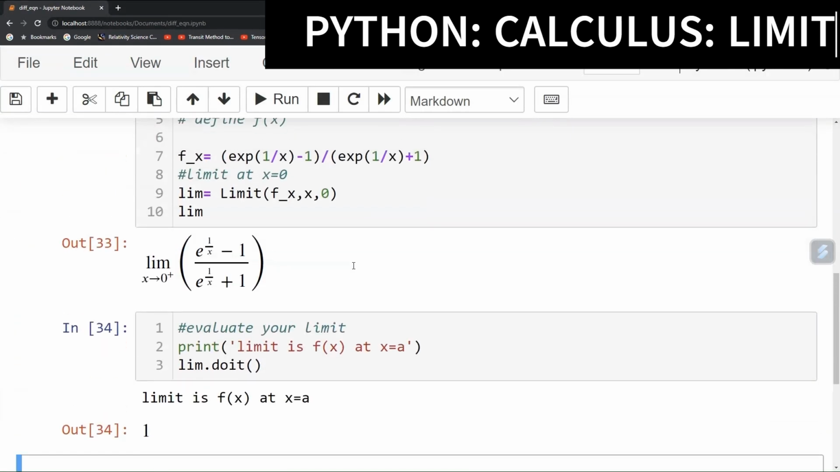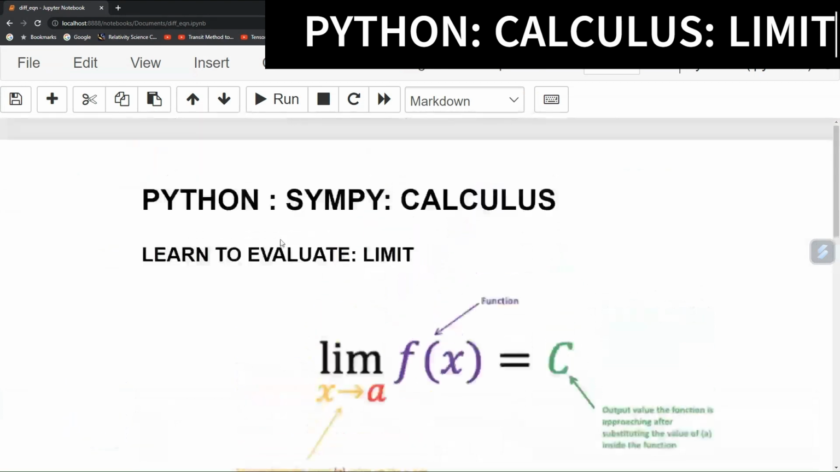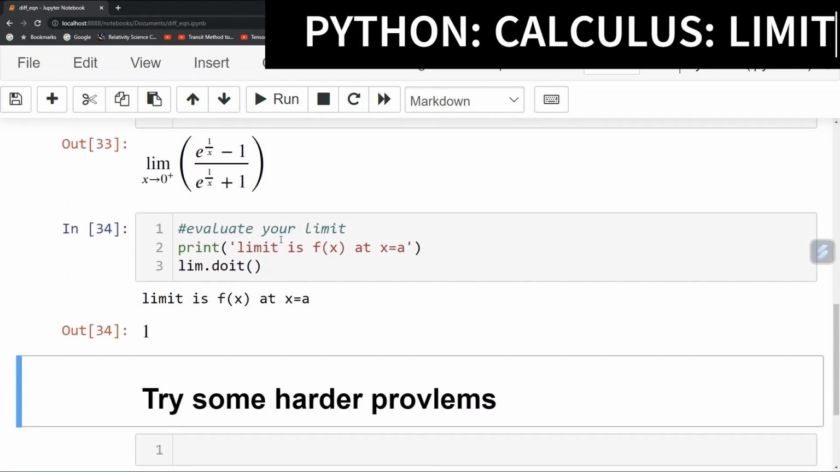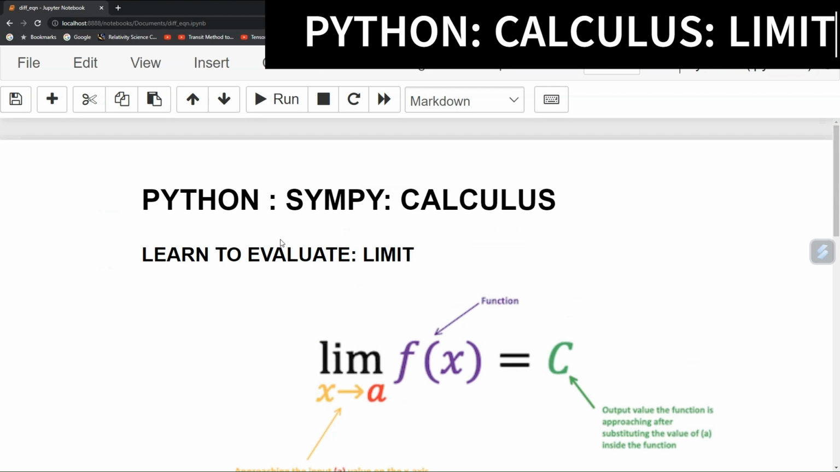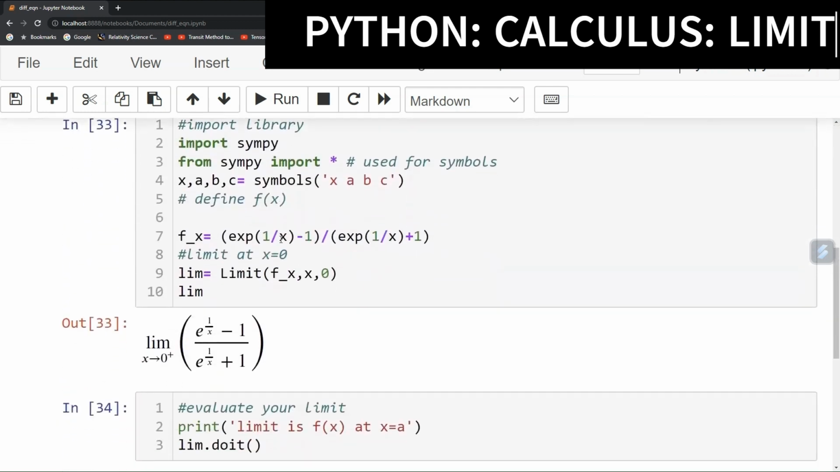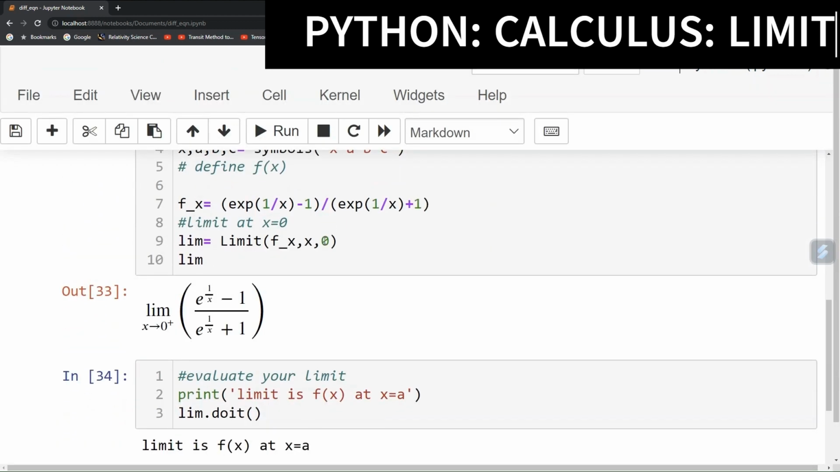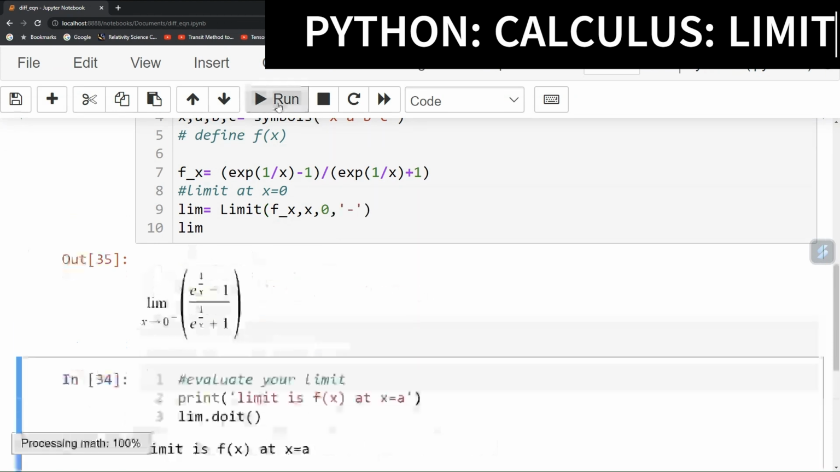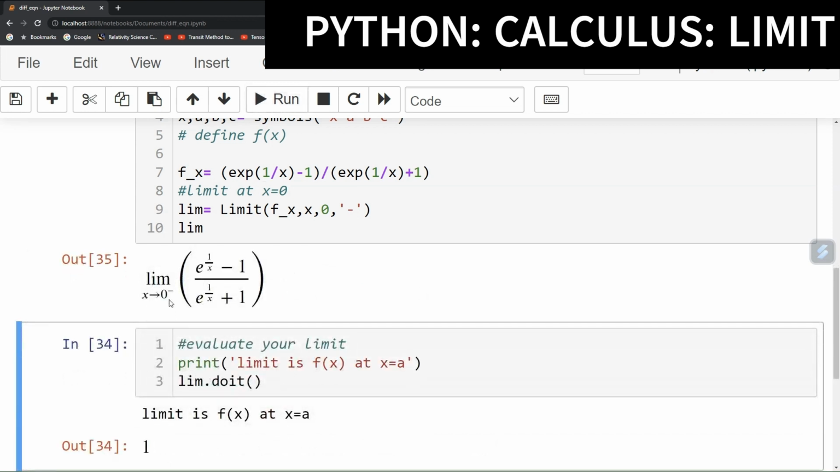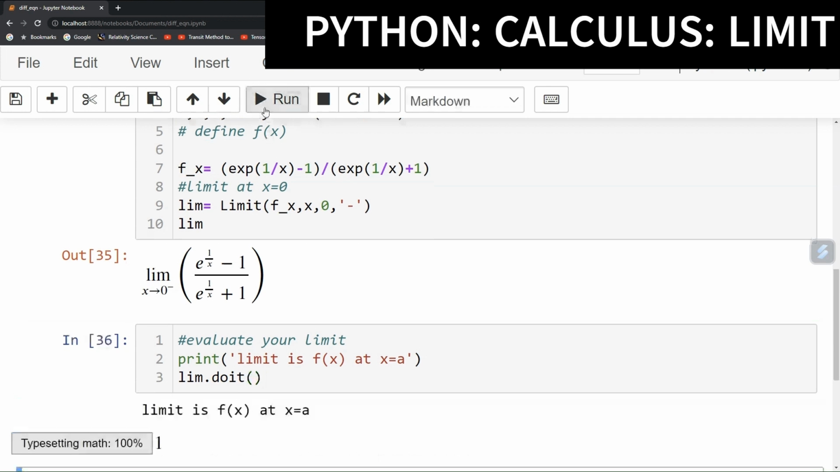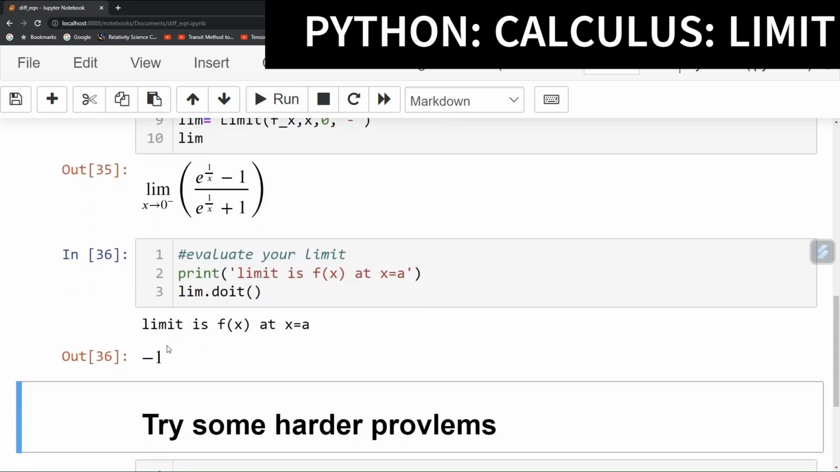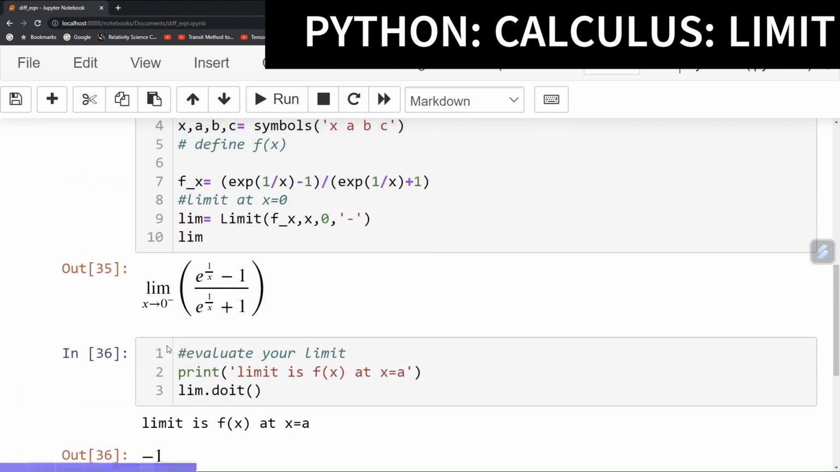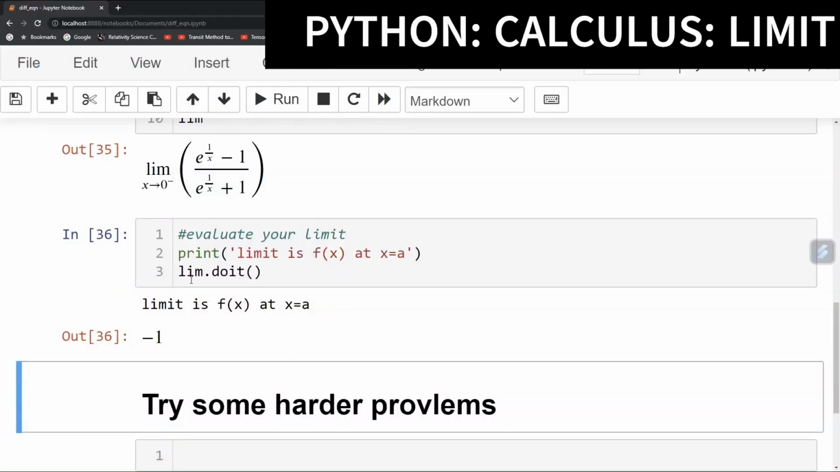So I hope you got the idea of how to do this. So you can do one thing. You can see that there's 0 plus. If you want, you can give it as 0 minus, then run it. Okay, you can see that your limit at 0 minus is minus 1. So you can say that at x equal to 0 the limit does not exist, since at 0 minus it is different.